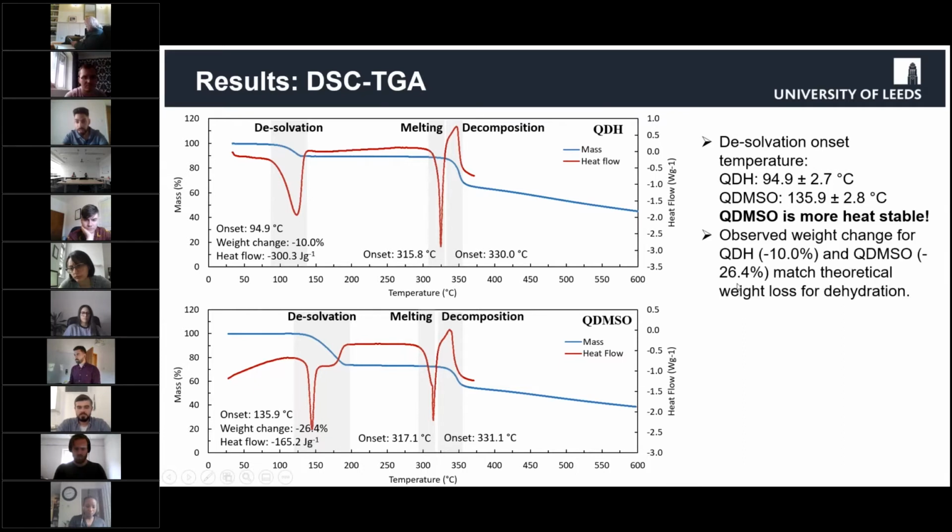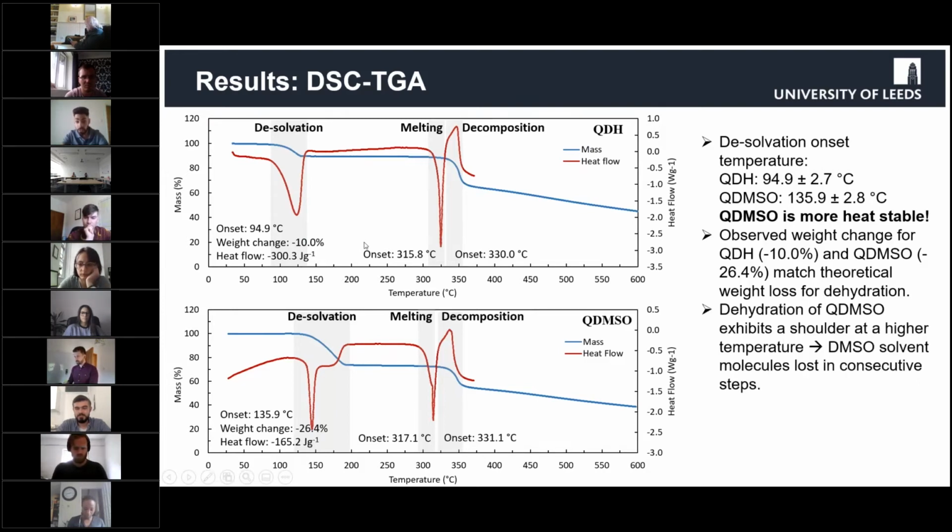And from the TGA curve, we see that the observed weight loss for the dihydrate and for the QDMSO matches the theoretical weight loss. So it indicates that this event is indeed the dehydration or desolvation for each structure. It's also interesting to notice that while for the dihydrate, the loss of the two water molecules occurs in a single step, as shown by the single endotherm here, for the QDMSO solvate, we observe a shoulder at a bit higher temperature, which could mean that the DMSO solvent molecules are lost in consecutive steps and not just in one step.